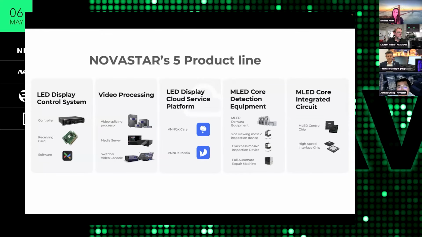Thirdly, we have the cloud service platform, helping clients with their advertising or commercial display and their business. Then we have equipment for manufacturers who make mini or micro LED, like the new COB technology. We use our technique to help them reduce their costs. And then we have a new plan to design and manufacture our own IC drivers. So this is the profile of Novastar.